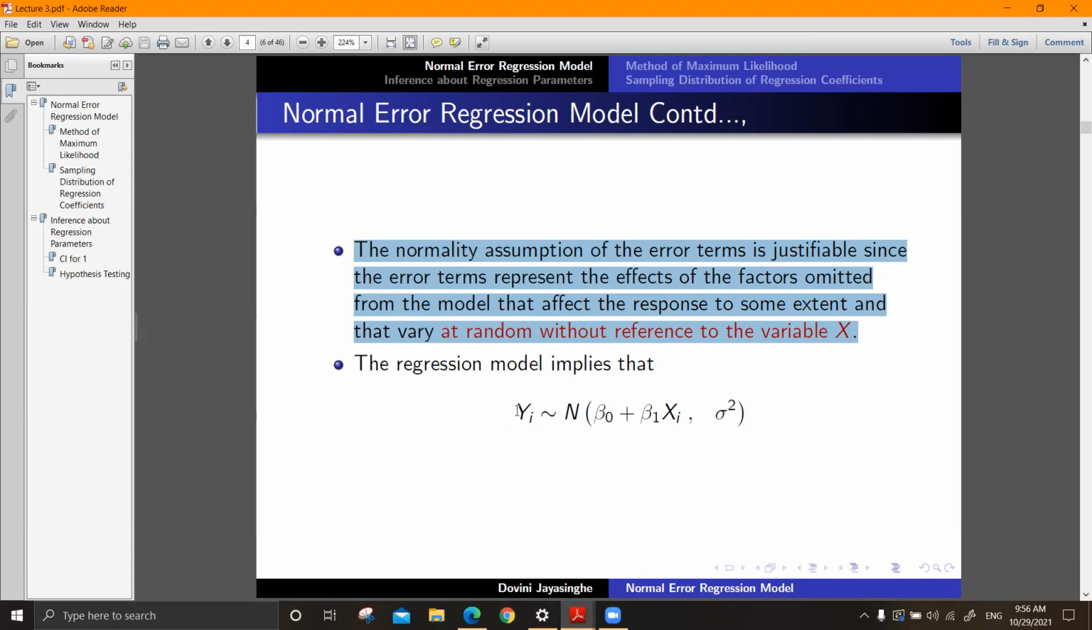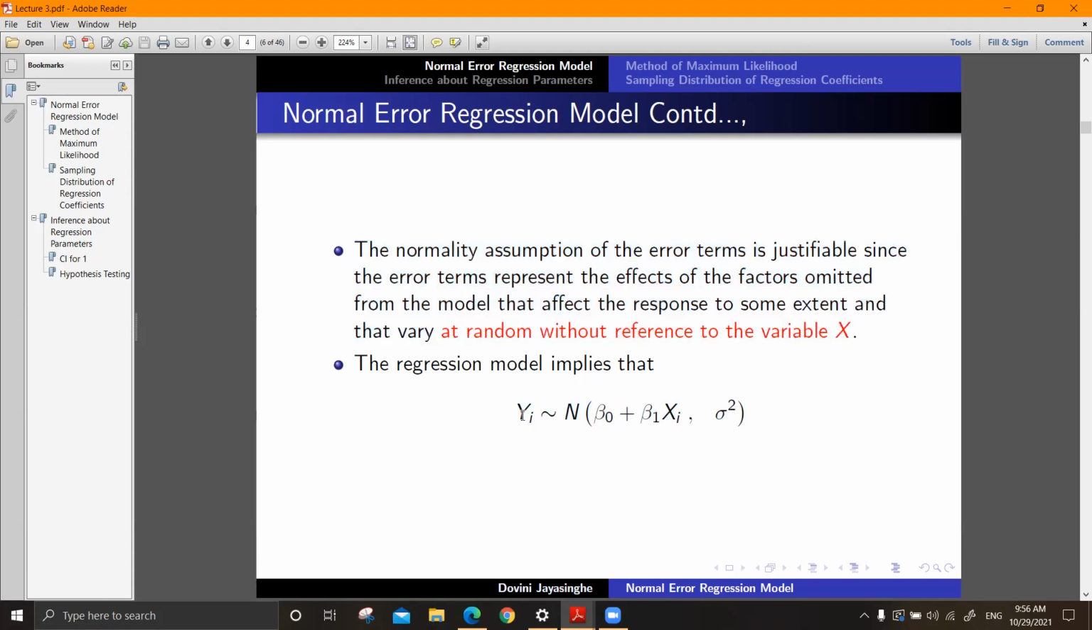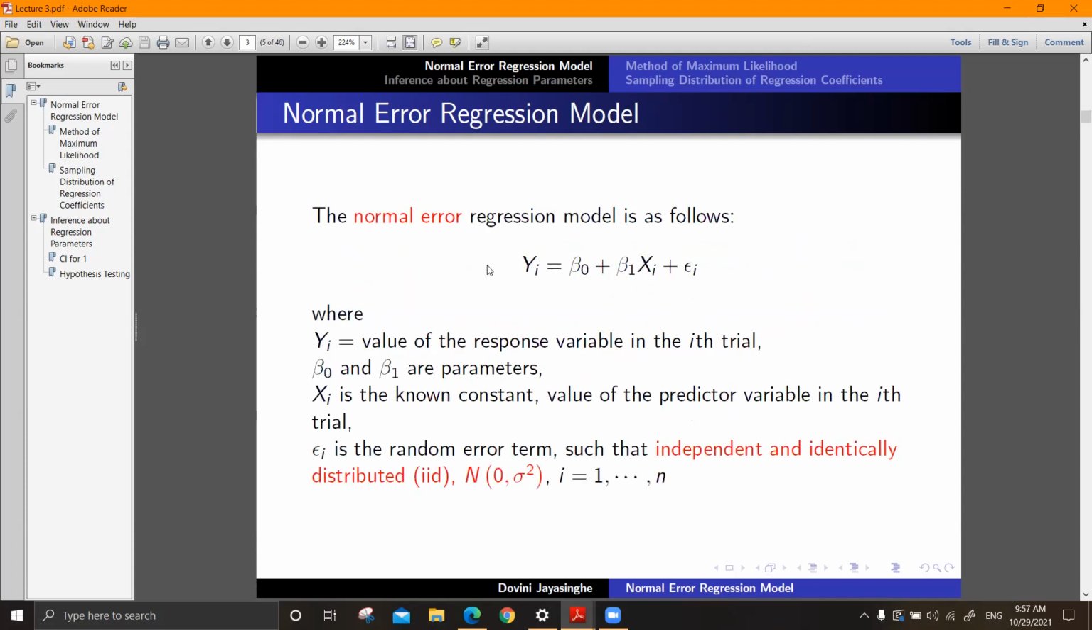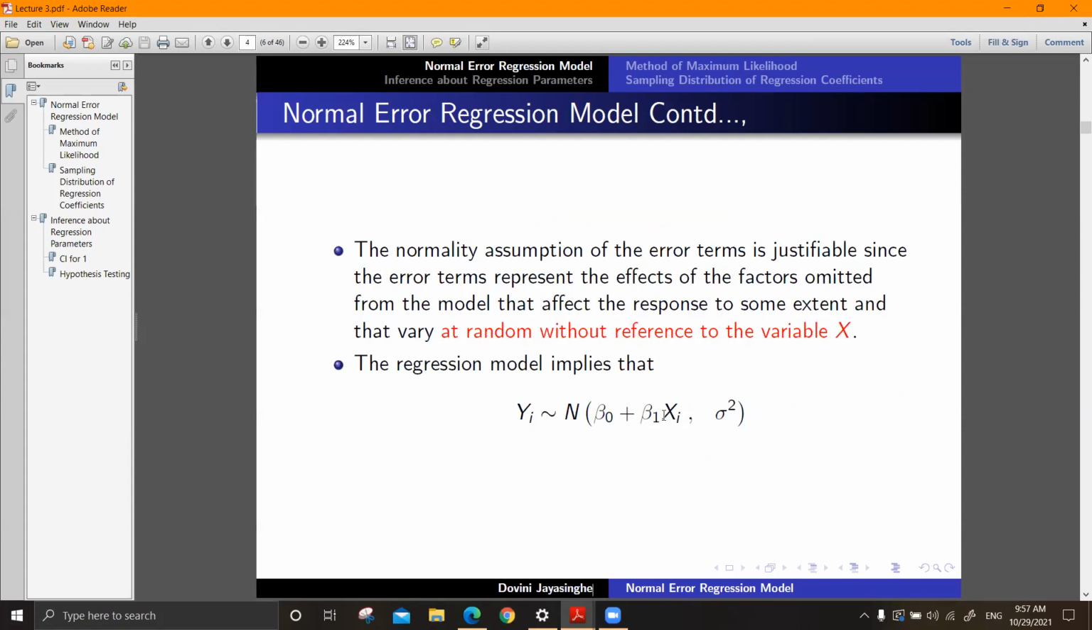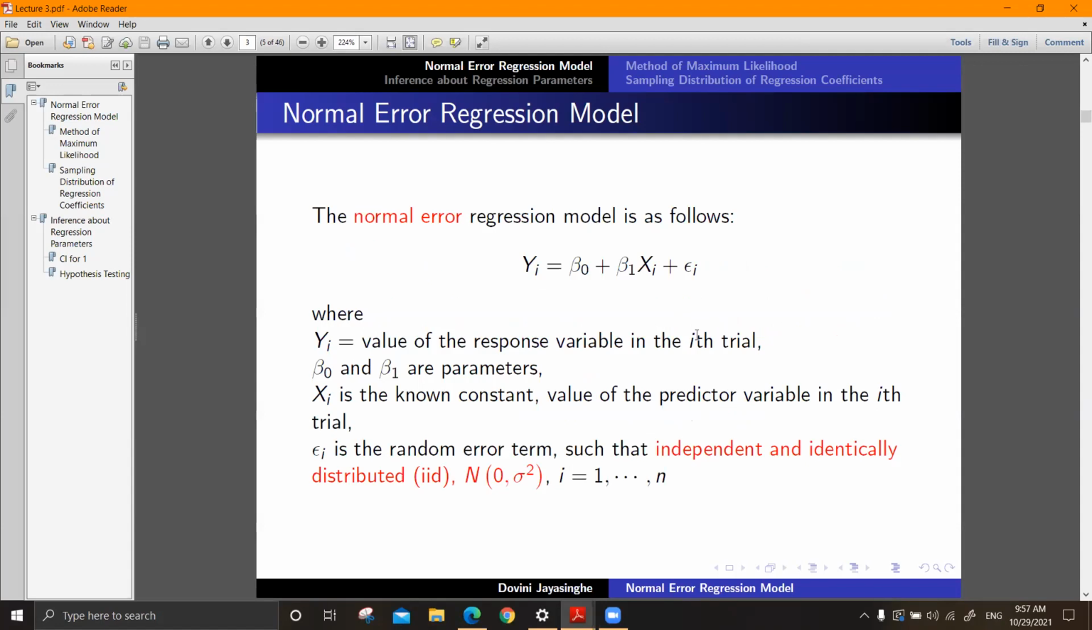The regression model implies that this happens. Of course, if we take the expected value on both sides, the expected value of Yi is going to be the expected value of this, and as these are unbiased estimators, we can still write it like this. And it has a constant variance. So the expected value of error is going to be 0. That is why it says like this. We expect the error to be 0.